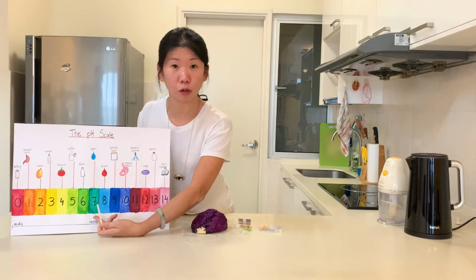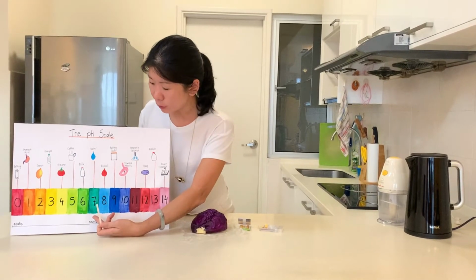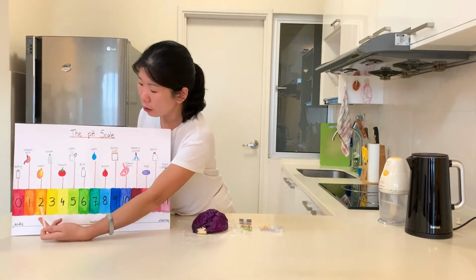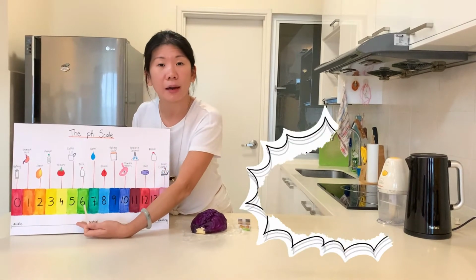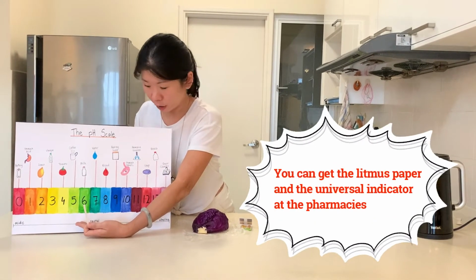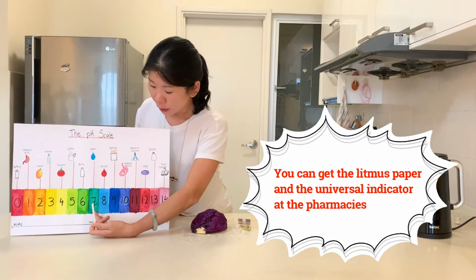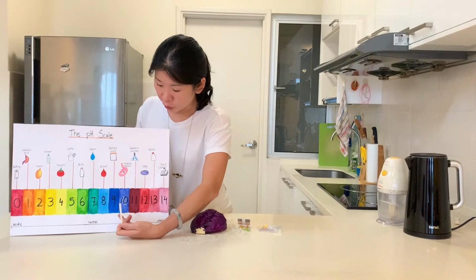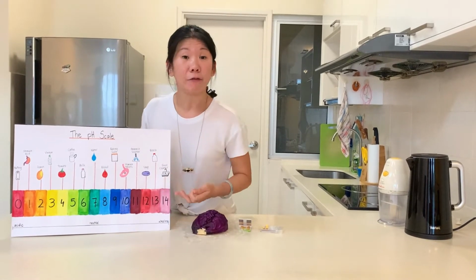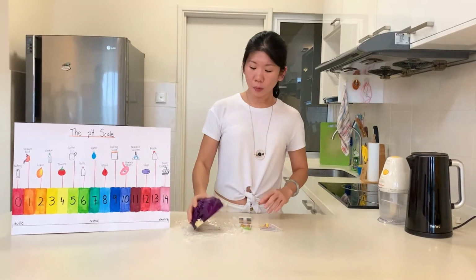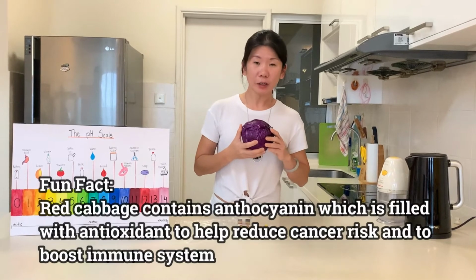Green represents neutral, which is what water is, and from there it changes to yellow, orange, and then red to indicate the level of acidity inside a substance. To indicate the level of alkalinity inside a substance, it changes from green to blue, purple, and then violet. So how can a red cabbage be a pH indicator?